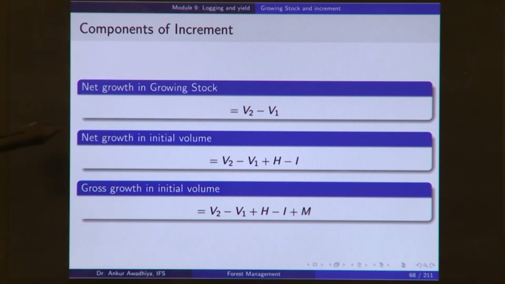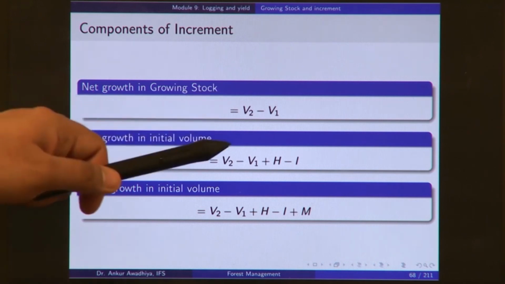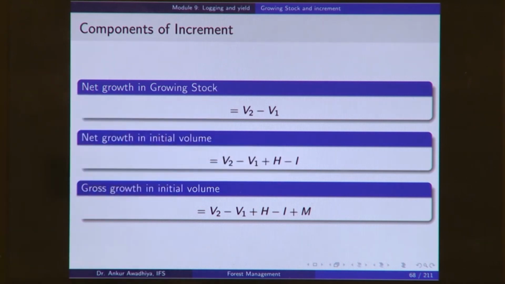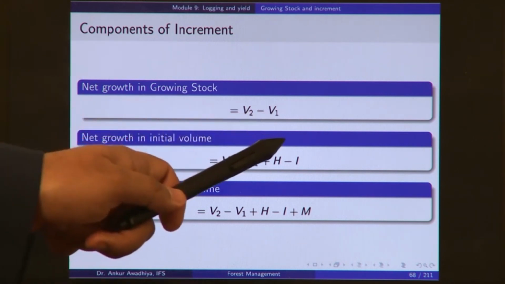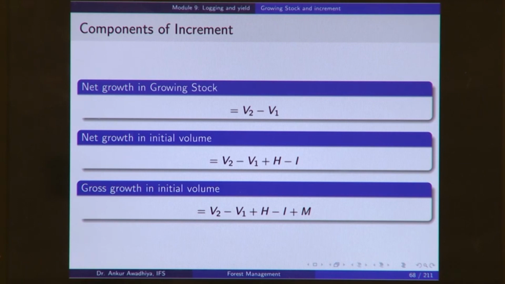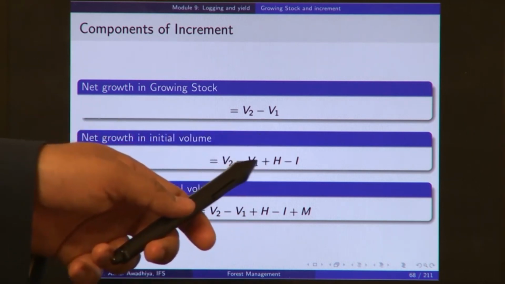If we want to compute the net growth in the initial volume, we will have to add H and subtract I, because we are talking about the initial volume. During the initial volume, this I was not there. I is a component that we get from the ingrowth. Because ingrowth is a new addition to the growing stock, we were not counting it before. So, if we are only talking about the net growth in the initial volume, we will have to remove I, and we also add H.